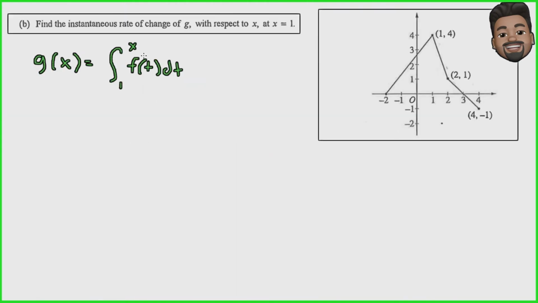All right, moving on to part B. It says find the instantaneous rate of change of g with respect to x when x equals 1. Well, what does that mean? Instantaneous rate of change means the derivative, right? That's our derivative. We're not doing average, we're doing instant. So we have to take the derivative of g because it's asking about g. We already have this expression here, so why not take the derivative? So we take the derivative, shazam, like this.